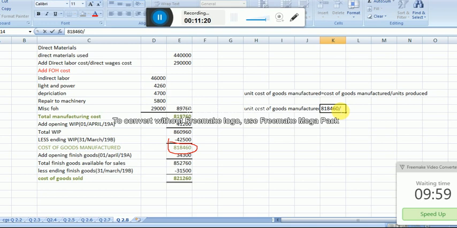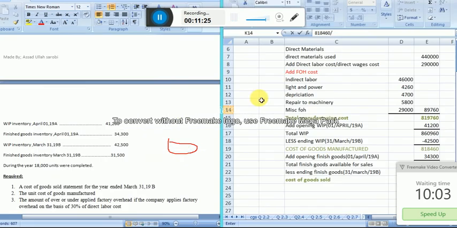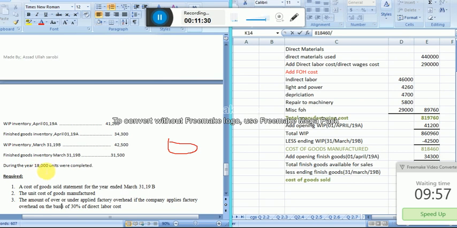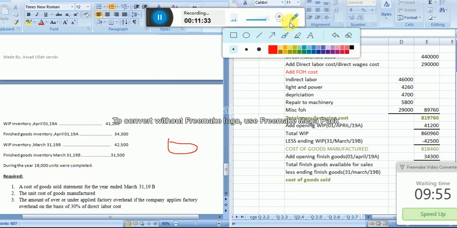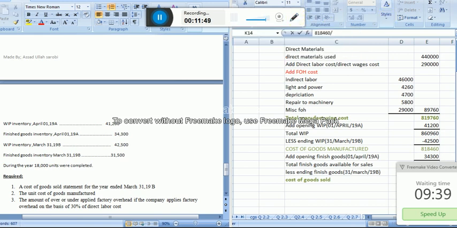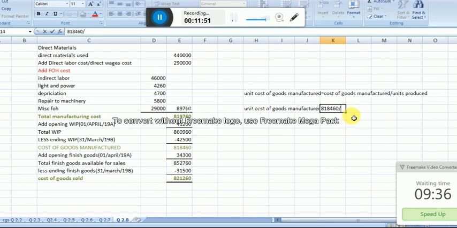divided by units produced. For the units produced, if we check the question, it says that 18,000 units were produced during the year 19B. So the cost of 18,000 units is how much? 8,18,460. This is the cost of 18,000 units.